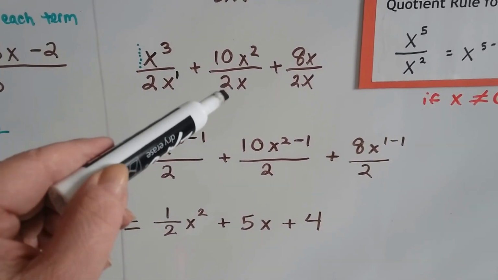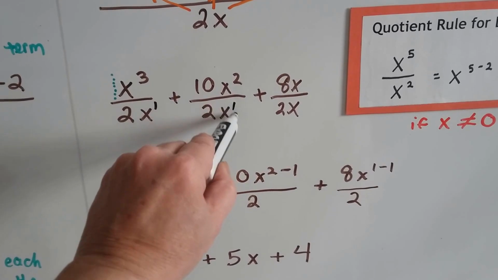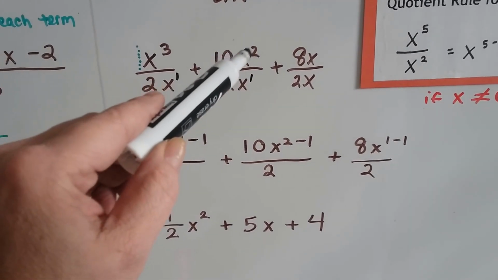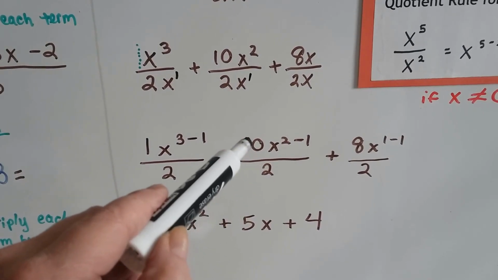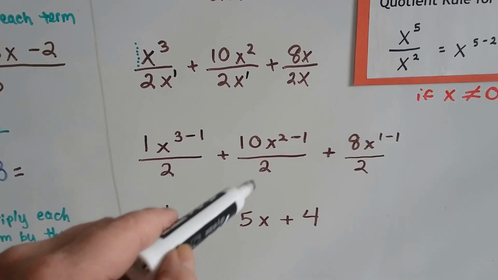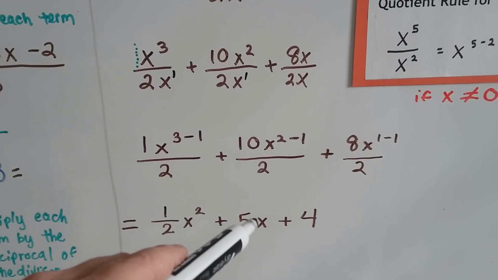For this one, because there's an x squared here, and this x technically has a little 1, doesn't it? We have 2 minus 1. So that gives us 10 divided by 2, which is 5. And the x squared minus 1 gives us just 1x, doesn't it?